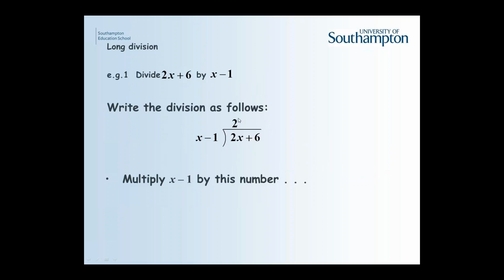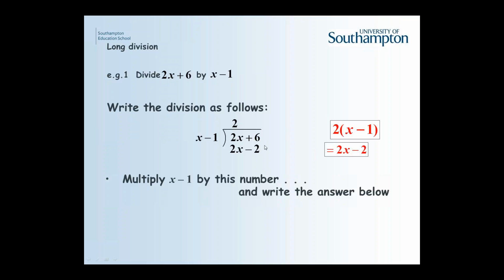And then, as they do, you say, okay, so how many x minus 1s have I got? 2. 2 of those means I've got 2x minus 2. So I then write that in below here. I then draw a line under it and take them away from each other. 6 minus 2 gives me 8. And that's my remainder, in fact, because this isn't going to go in anymore. So I've got 2 lots of x minus 1 plus 8 over x minus 1, because that's how many bits I've got left.